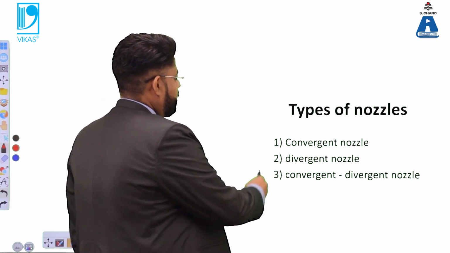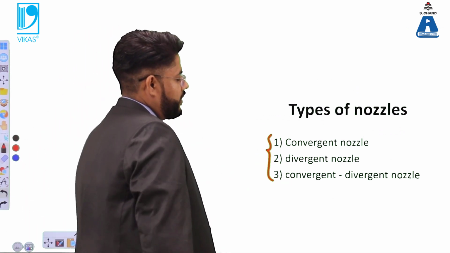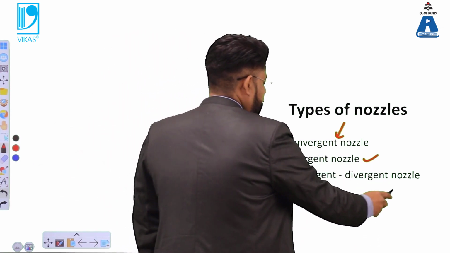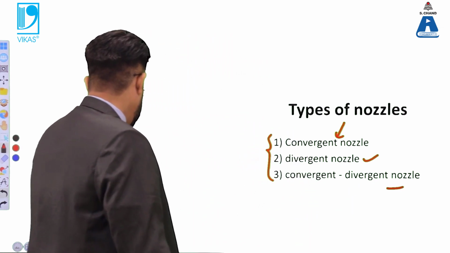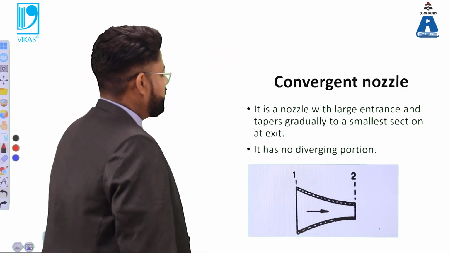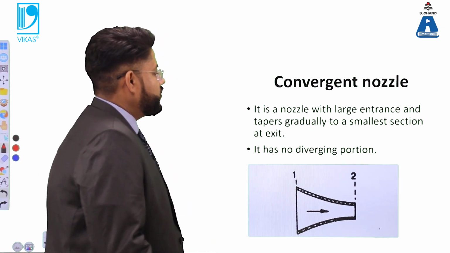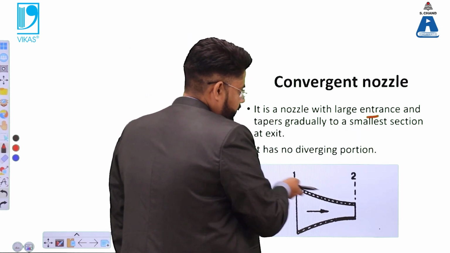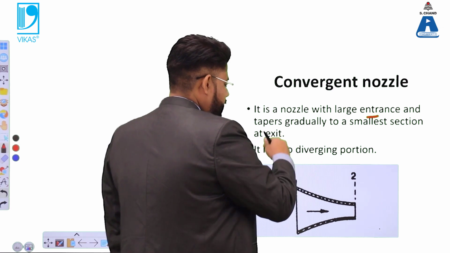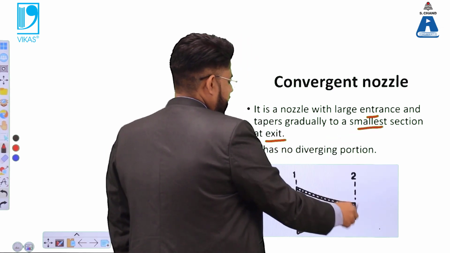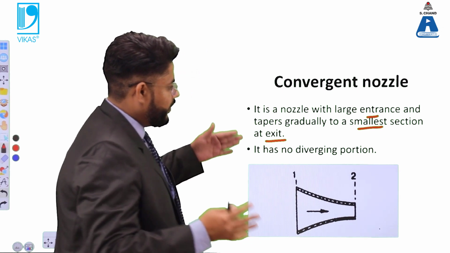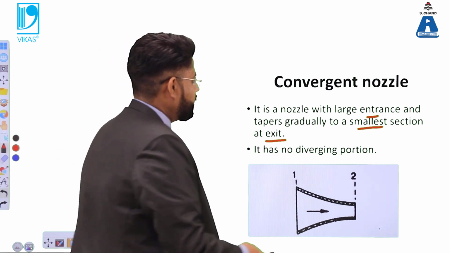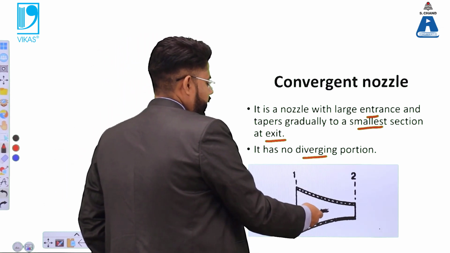And now we have different types of nozzles with us, and that categorization would include the convergent nozzle, the divergent nozzle, and the mixture of the two, the convergent divergent nozzle. So the first thing is the convergent nozzle. A convergent nozzle has a large entrance, and it gradually tapers into a smaller section at the exit. So initially it has a wider opening, and when it tapers into a smaller section, it has no diverging point.